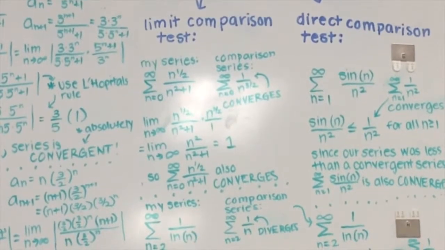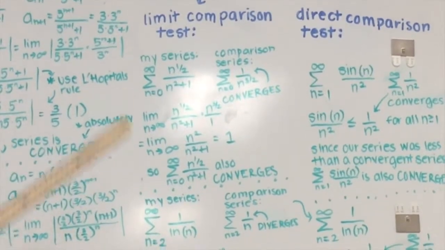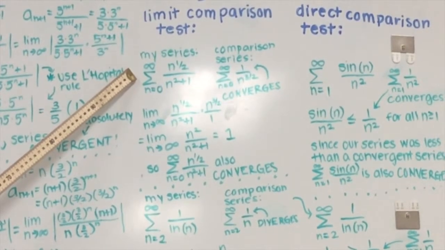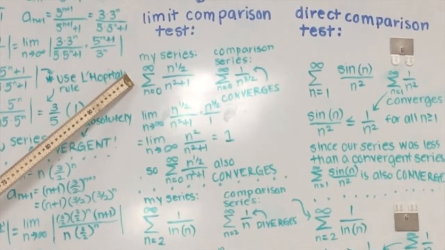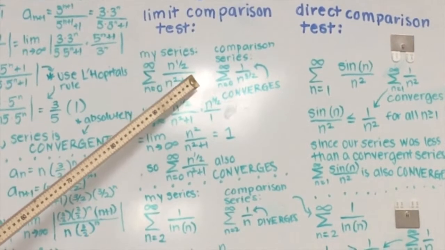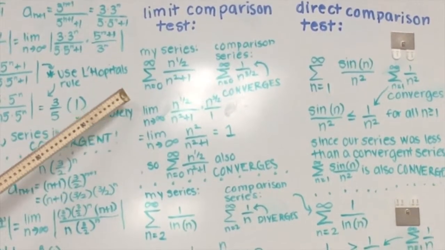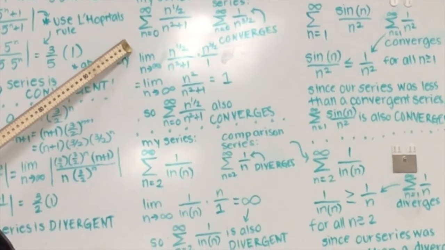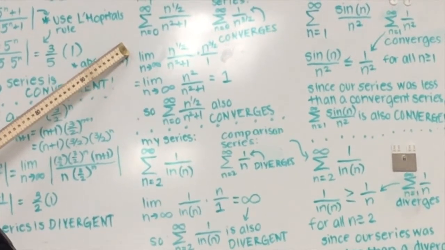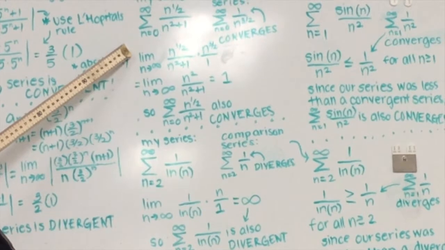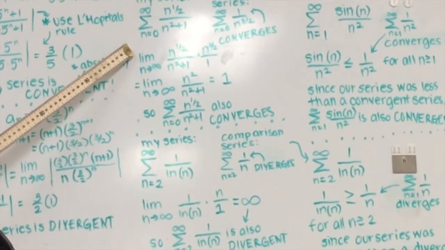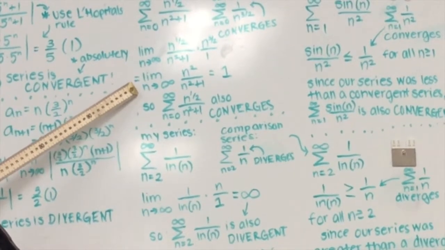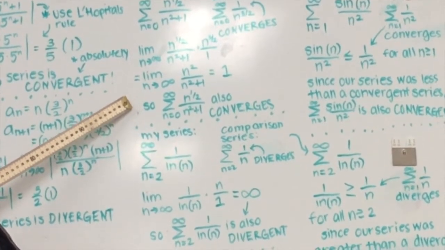Here are some examples of the limit comparison test. For the first example, our series is n to the 1/2 over n squared plus 1, and we use a comparison series that is convergent. We take the limit as n goes to infinity of n to the 1/2 over n squared plus 1, our series term, divided by the comparison series term. Since this limit equals 1, which is a finite number, our series is also convergent.